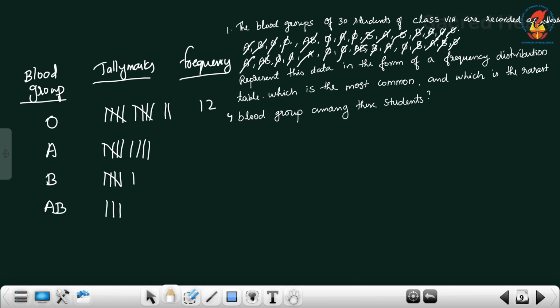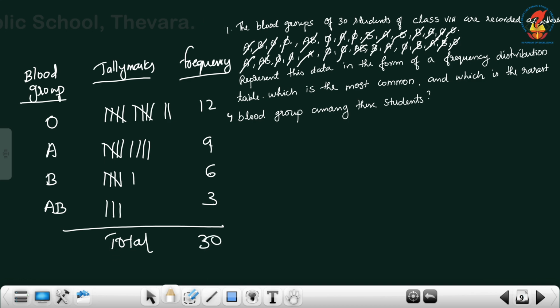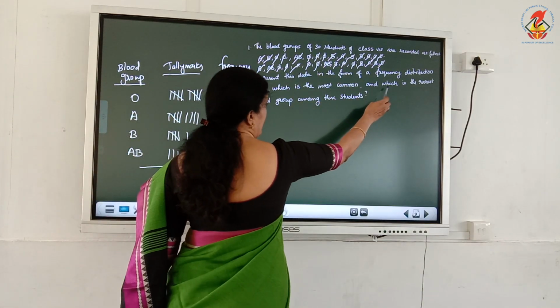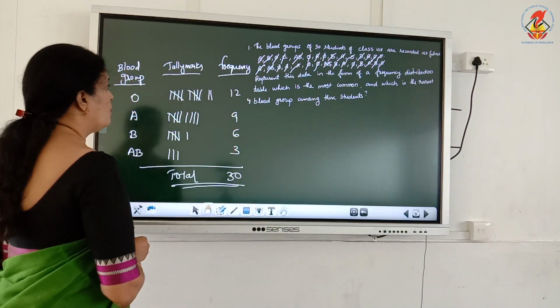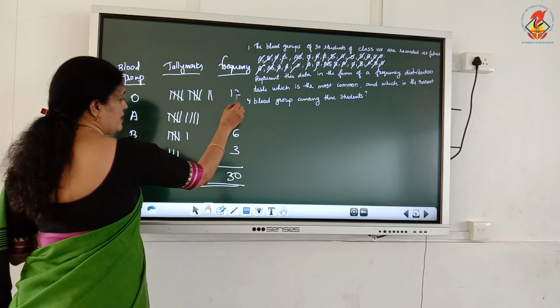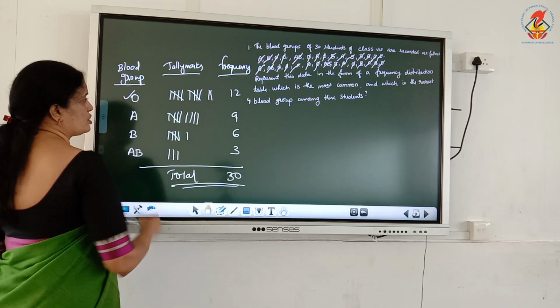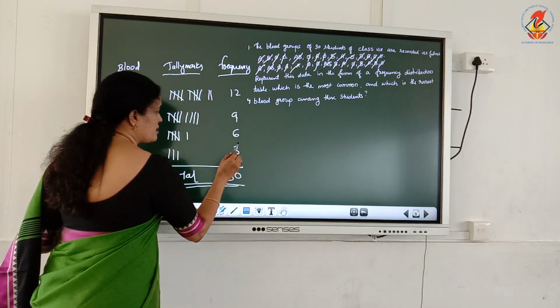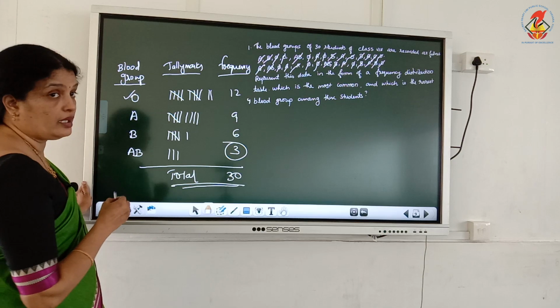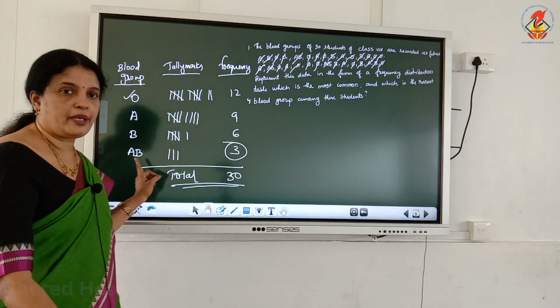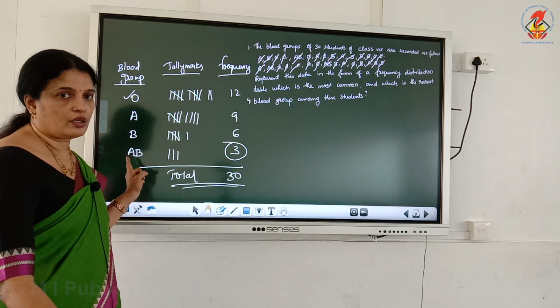Frequency: this is 12, 9, 6, 3. How many students? 30 students. 12 plus 9, 21. 21 plus 6, 27. 27 plus 3, 30. Total 30. Question: which is the most common and which is the rarest blood group among these students? Frequency 12 is the greatest number, so O is the most common group. What is the rarest group? Only 3 students have AB group, so this is the rarest blood group.